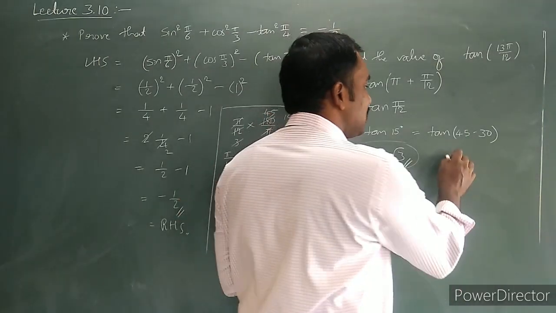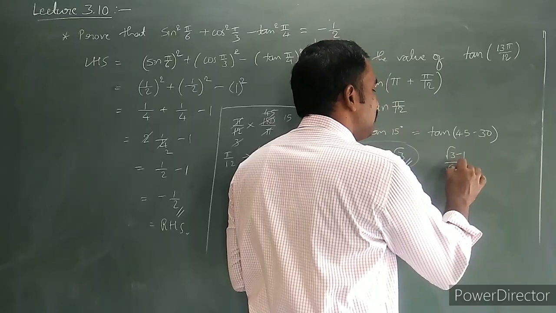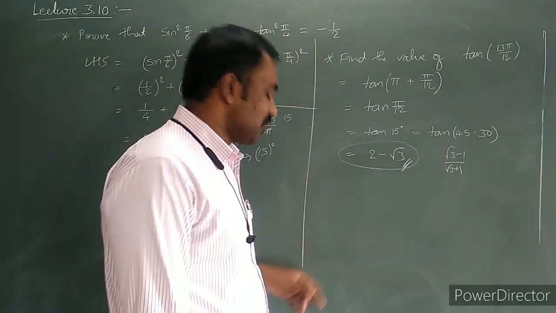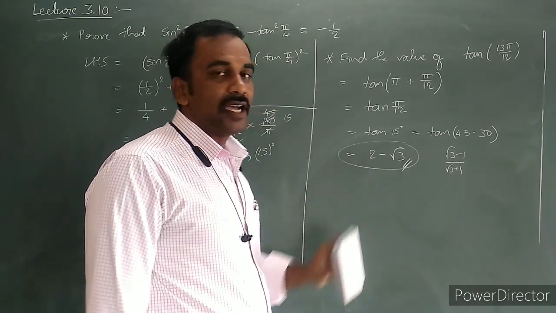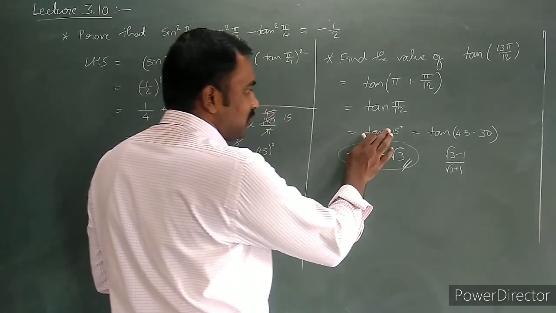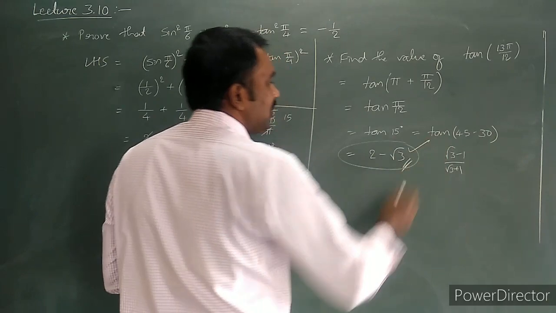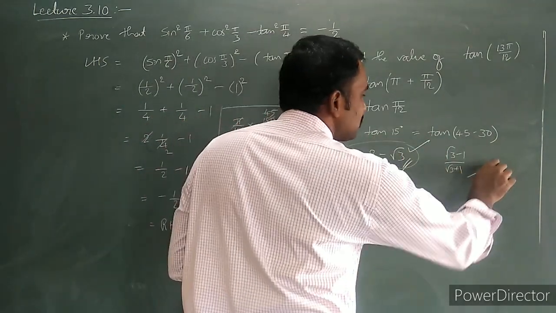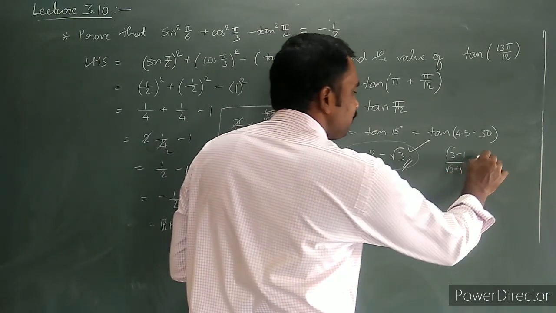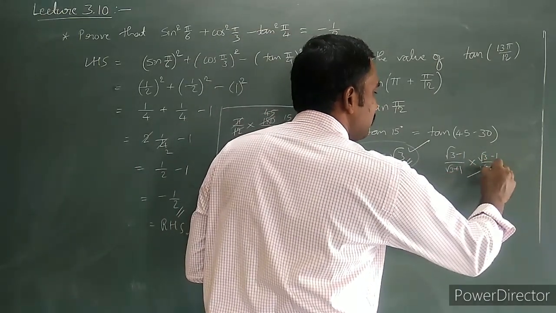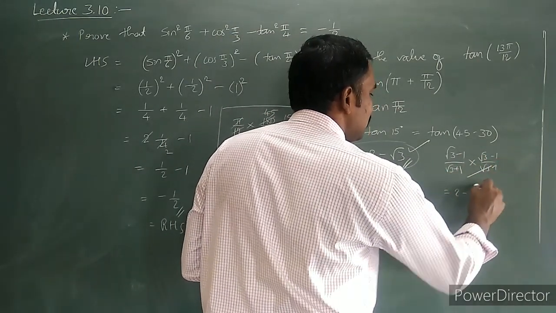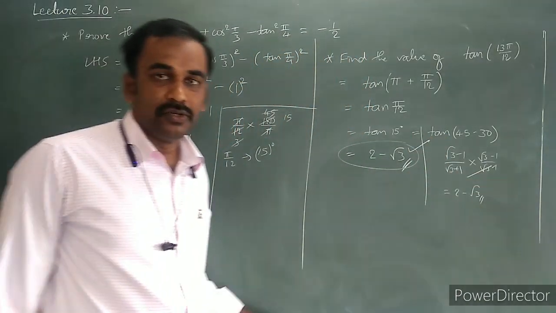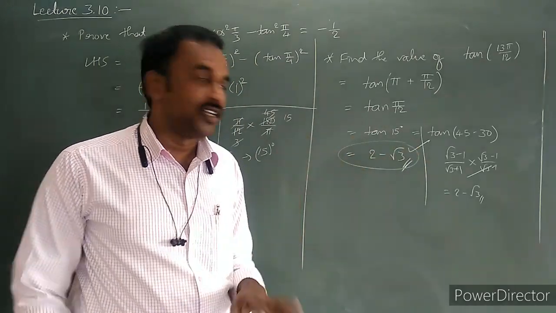There we just got the result: root 3 minus 1 divided by root 3 plus 1. We have just rationalized and simplified, and we got the result as 2 minus root 3. If you remember the tan 15 value, directly you can write the value. No problem, we will get the full marks. If you do not remember, just manipulate this one. Simplify: root 3 minus 1 divided by root 3 plus 1 will become 2 minus root 3. Either this one or that one, it is left to you, depending upon your knowledge.